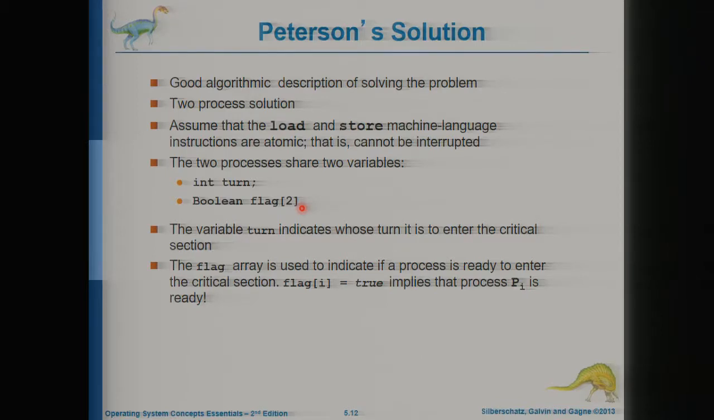This algorithm assumes that it uses the load and store machine level language instructions, and these are atomic instructions. Atomic means that these instructions cannot be preempted. When a load or store instruction is getting executed, no other process can preempt the CPU. One process cannot override the other process. It cannot remove that running process and execute itself. So that is the meaning of this.